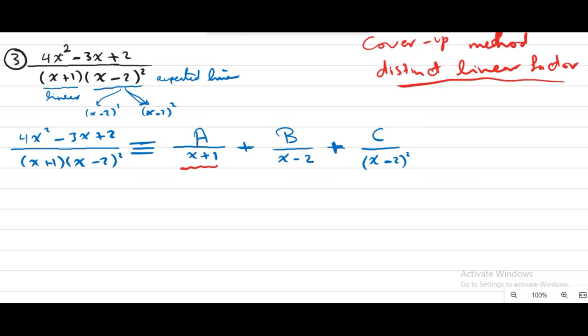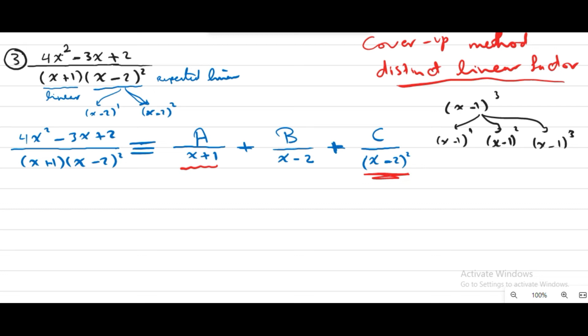Here we have (x - 2) power 1 and (x - 2)². Here it's the same factor. In which one will we use the cover-up method? In the bigger one, not the first one. It's a very important point. We have, as an example, a factor like this, (x - 1)³. We have 3 factors: (x - 1) power 1, (x - 1) power 2, (x - 1) power 3.